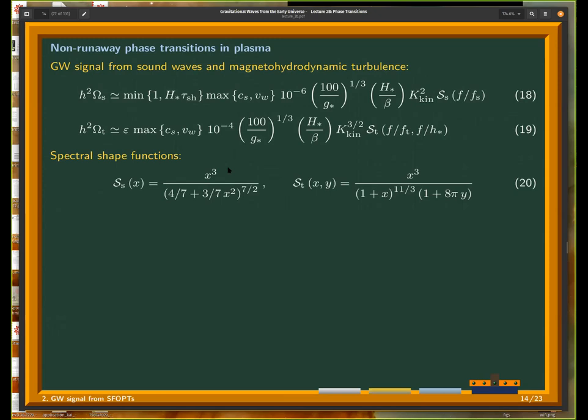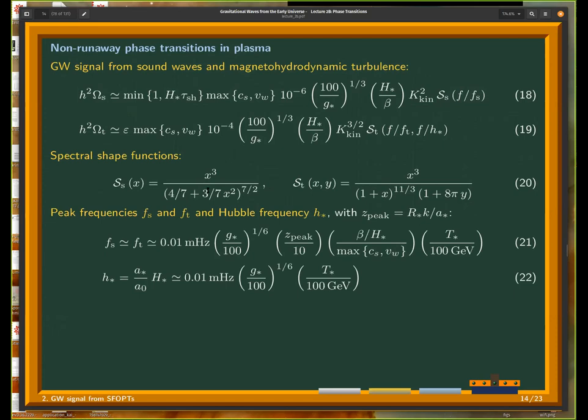So this is the general structure. You have some function S for sound waves and some function S for turbulence that describe the spectral shape. So you just plug in the ratio of f over the peak frequency into these functions, and then you see the power law behavior on the left-hand side of the peak and the right-hand side of the peak. The peak frequencies themselves are also estimated in terms of our usual parameters, beta over H and temperature.